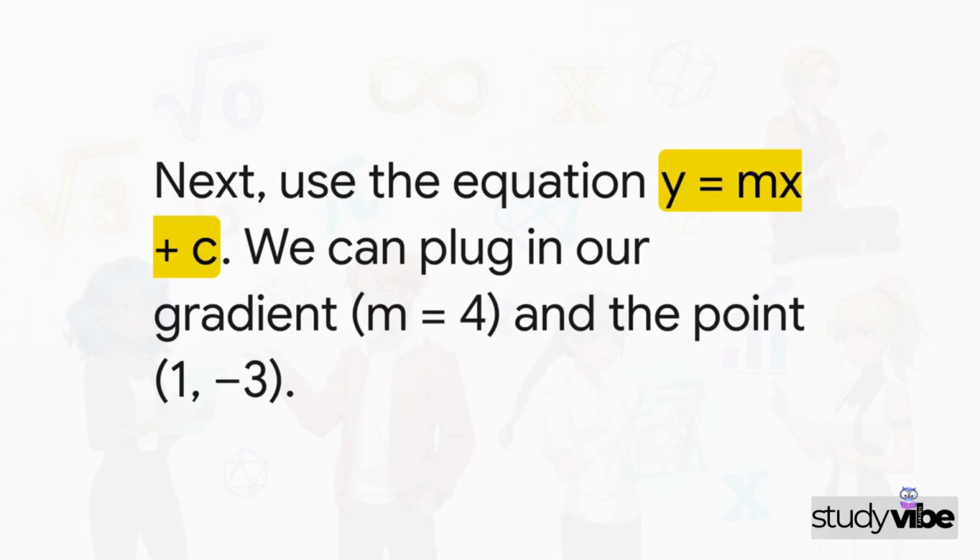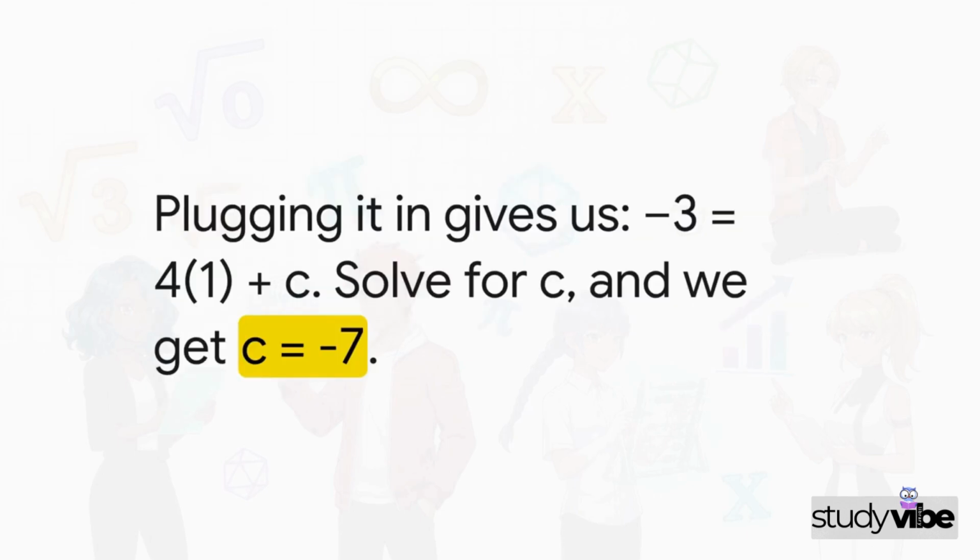Okay, what's next? We pull out our trusty old friend, the equation for a straight line, y equals mx plus c. We already figured out that m is 4, and the question was nice enough to give us a point, (1, -3). That's our x and our y. So now, we just have to plug in the numbers we know. Let's do it. So y becomes -3, m becomes 4, and x becomes 1. That gives us the simple little equation: -3 equals 4 times 1 plus c.